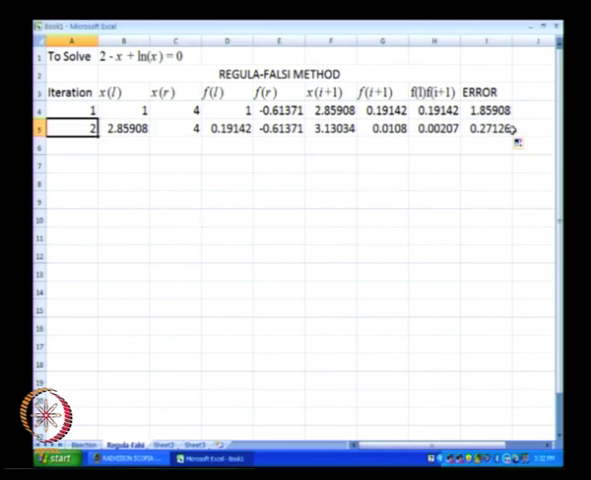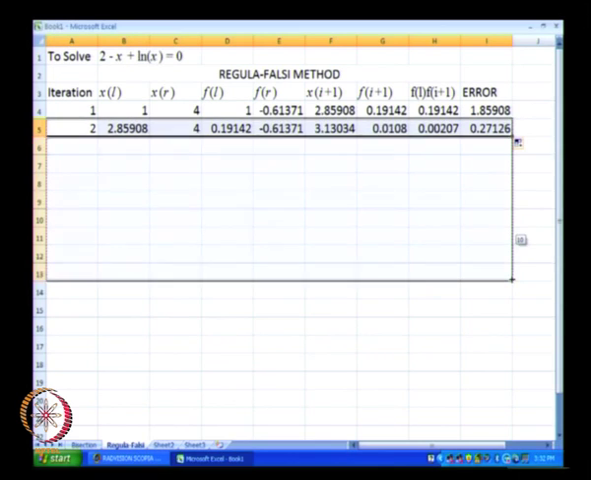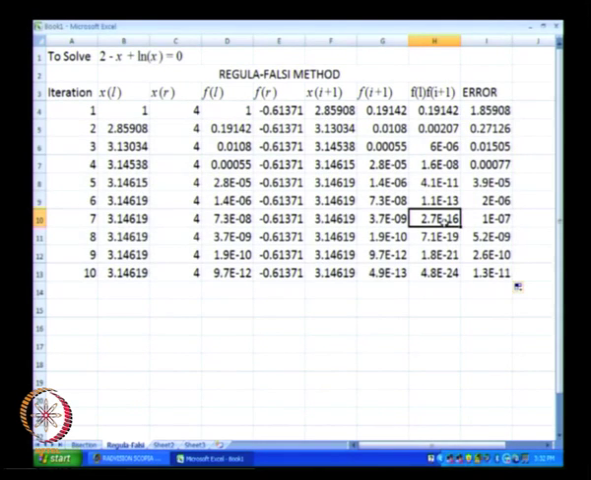Okay, so this is the result at iteration 2, and if we want to get the results at iteration 3, 4, 5, 6, 7, 8, and so on, we just highlight the entire row, go to the right bottom edge of that row and drag it downwards, and let us drag it until say 10 iterations. Okay, so this is what happens in 10 iterations using the regula falsi method.